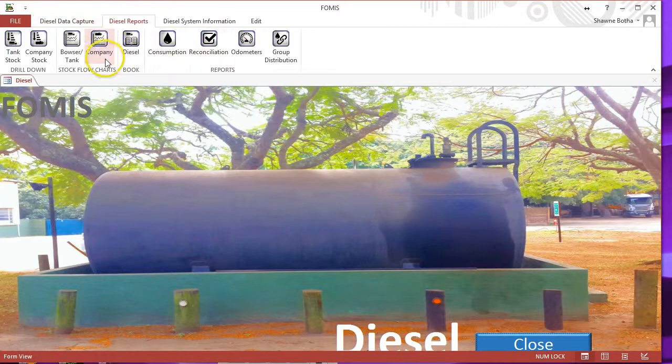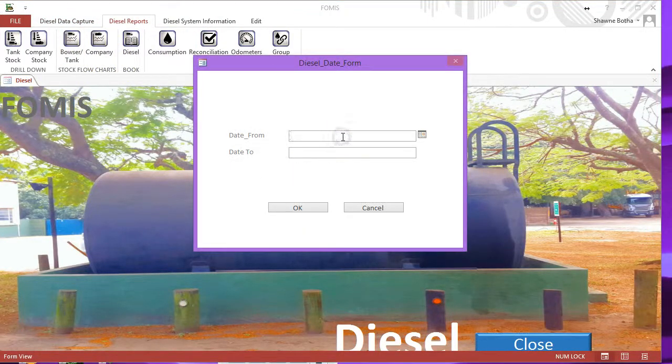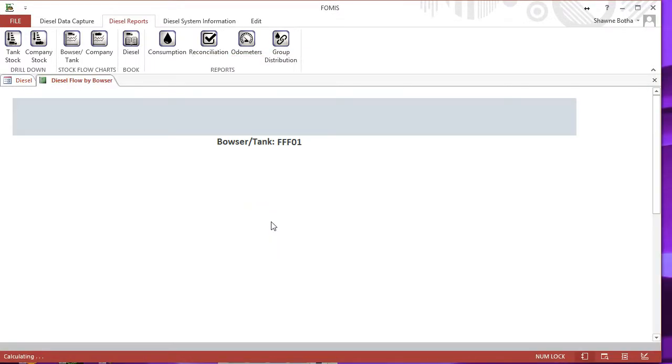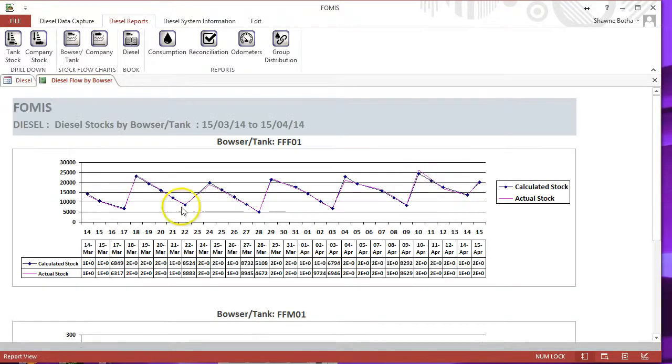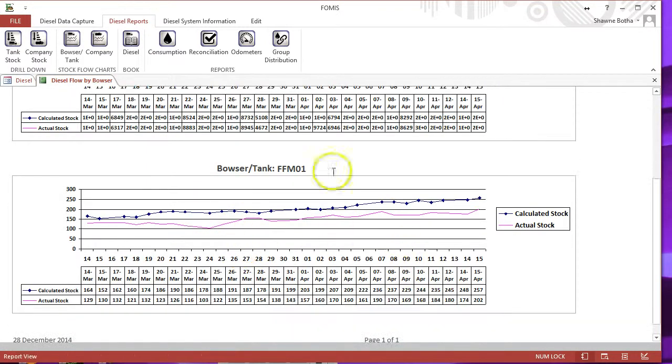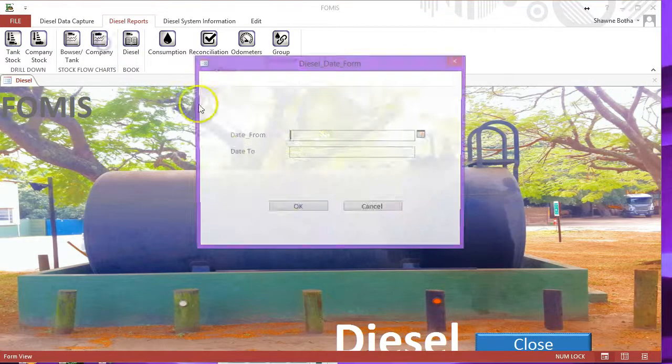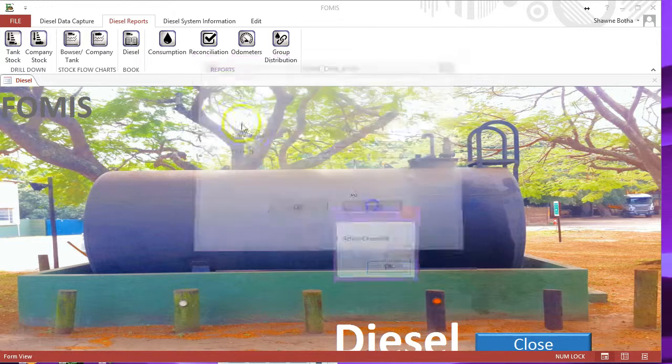In addition, we do have some graphical reports here. Let's run from the 15th of March 2014 to the 15th of April 2014. This will just give you a diesel flow, in other words, a variation of your stock figures compared to your actual dip readings as well. It gives you all your information on your tanks, and then also an overall one for the company in general, which is identical.